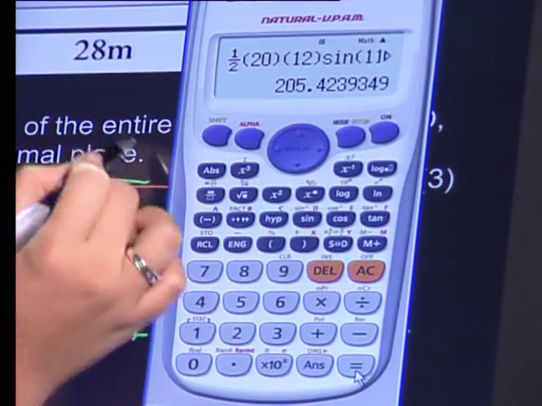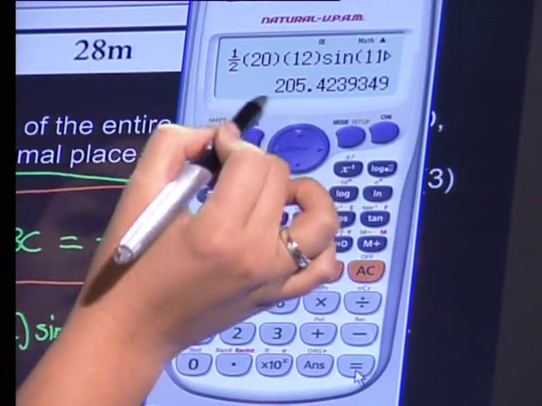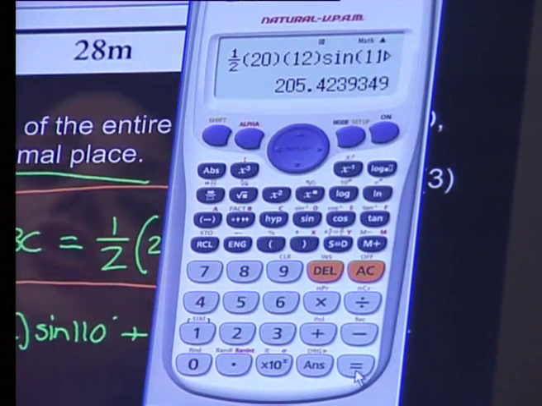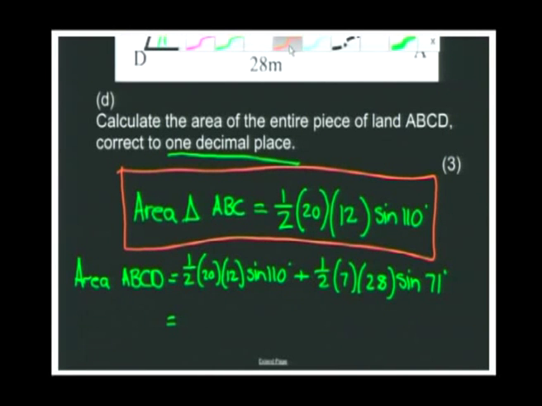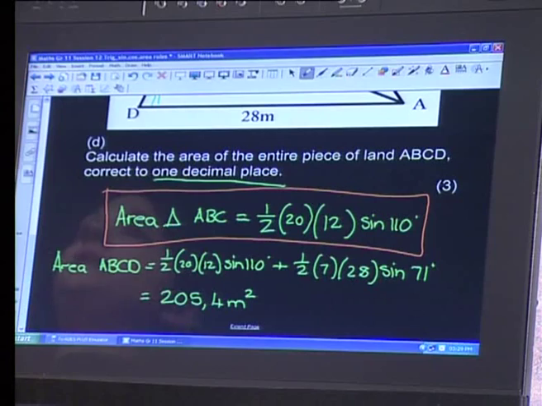205.423. And remember, it said 1 decimal place, so that means our final answer is going to be 205.4. They've given us units, meters, and it's area, so it's meters squared. You must make sure that you put these units in, and that is your area of ABCD.